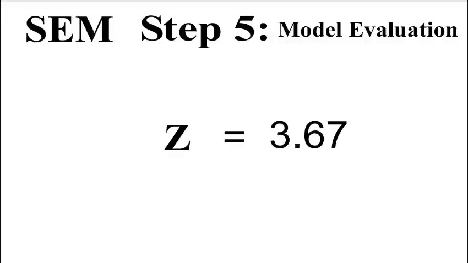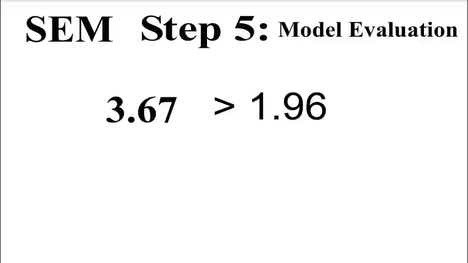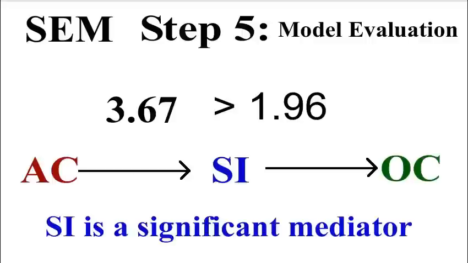As a z-score, please remember, what that means is it's 3.67 standard deviations above the mean, which means that it does not fall between the okay range of -1.96 and +1.96. And what that really means is that SI is in fact acting as a significant mediator between AC and OC. So again, we only did one of these. Please do the other four on your own. They will be on the answer sheet here, but we're going to press on.